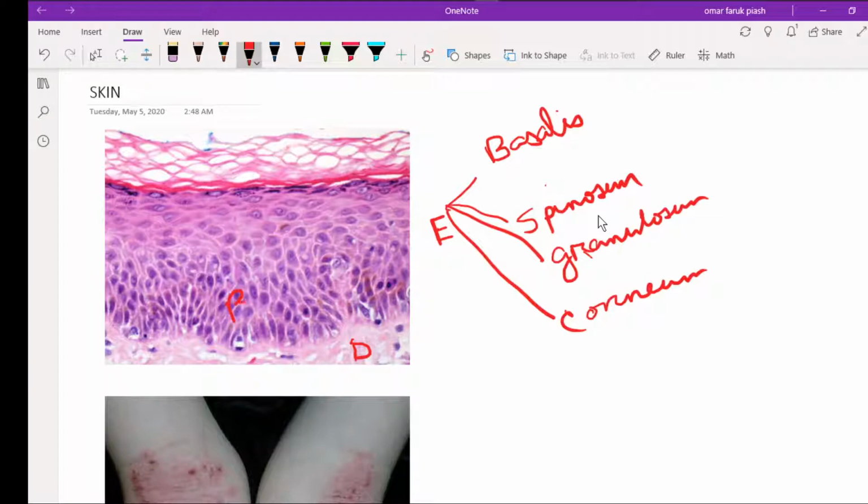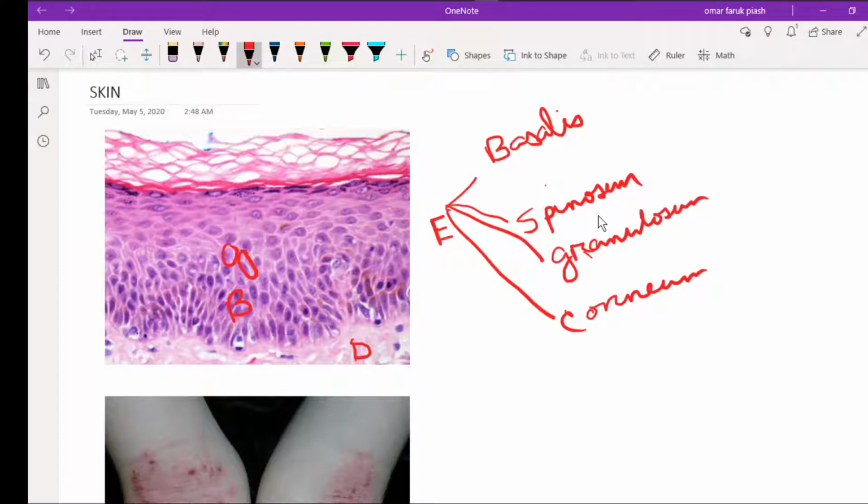This is stratum basalis, and this area, look, this is the area of stratum spinosum, and in here there is a connection between the keratinocytes, and this connection is called desmosome. This connection between the keratinocytes is called desmosome, and this connection indicates that this is stratum spinosum.